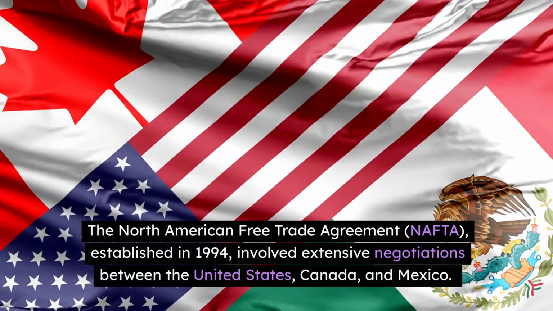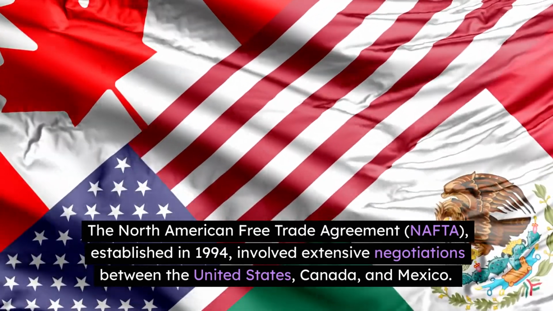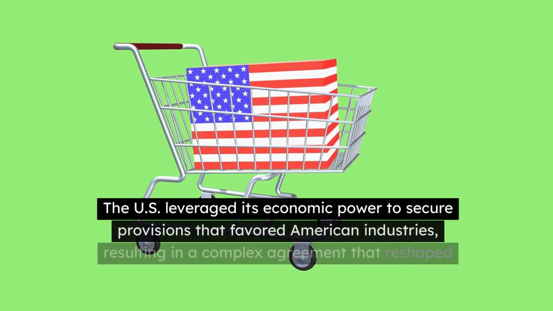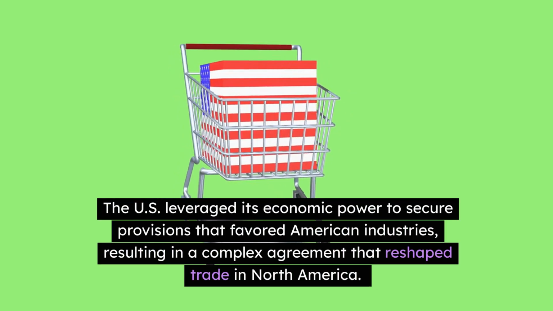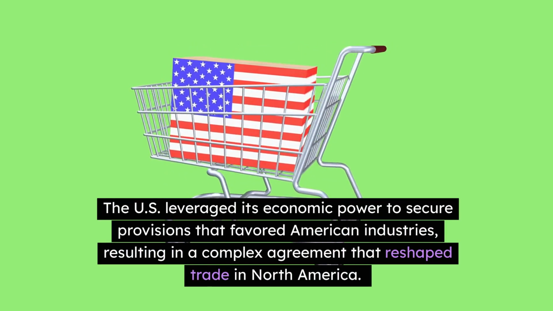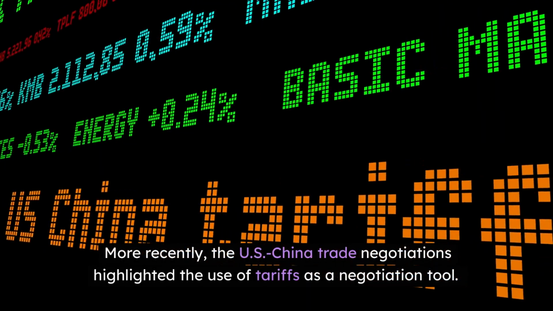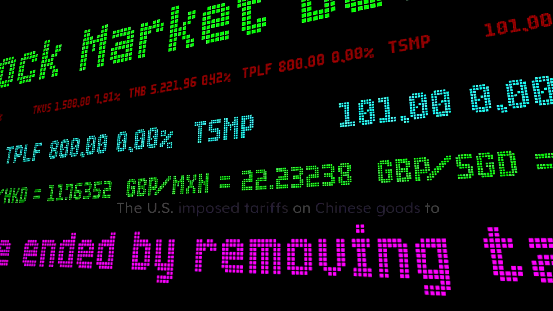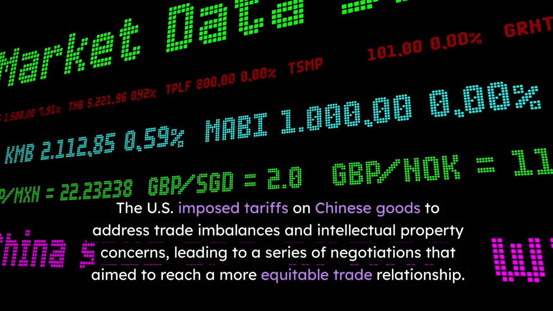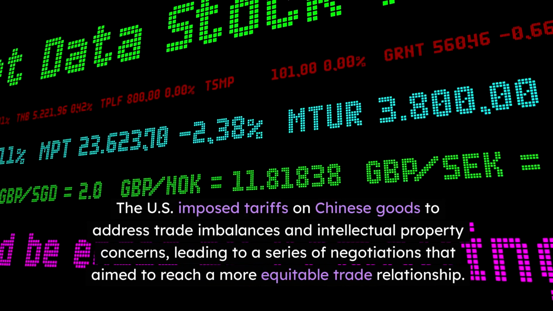The North American Free Trade Agreement, NAFTA, established in 1994, involved extensive negotiations between the United States, Canada, and Mexico. The U.S. leveraged its economic power to secure provisions that favored American industries, resulting in a complex agreement that reshaped trade in North America. More recently, the U.S.-China trade negotiations highlighted the use of tariffs as a negotiation tool. The U.S. imposed tariffs on Chinese goods to address trade imbalances and intellectual property concerns, leading to a series of negotiations that aim to reach a more equitable trade relationship.